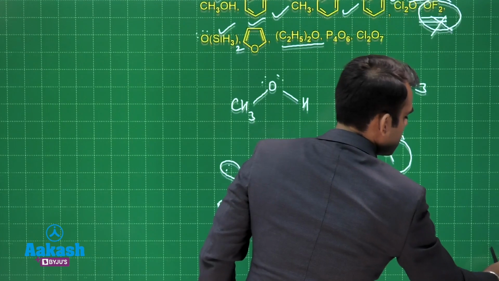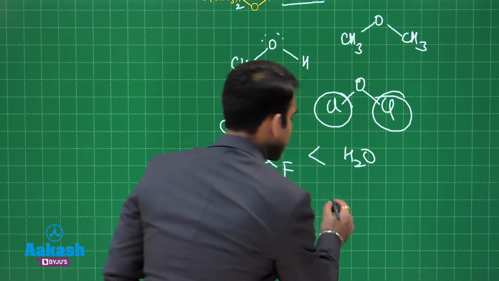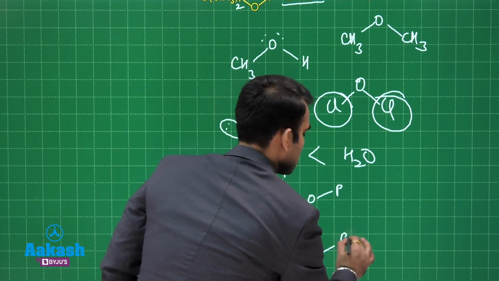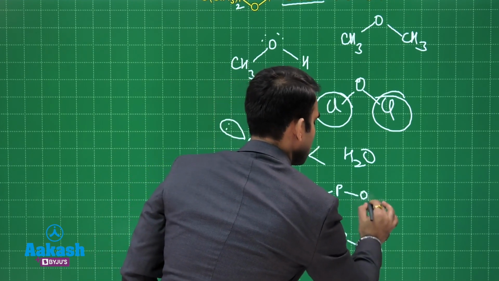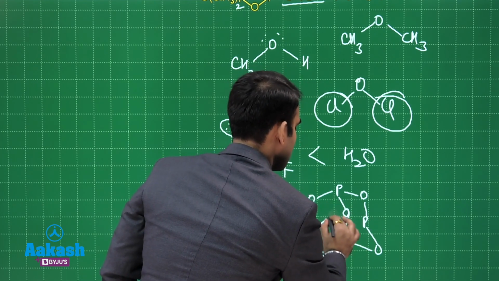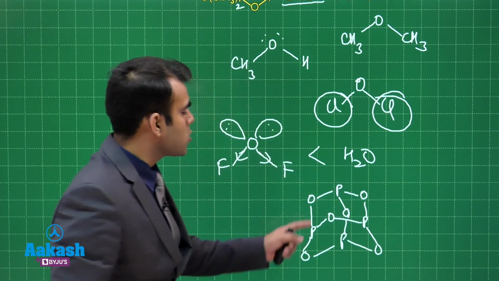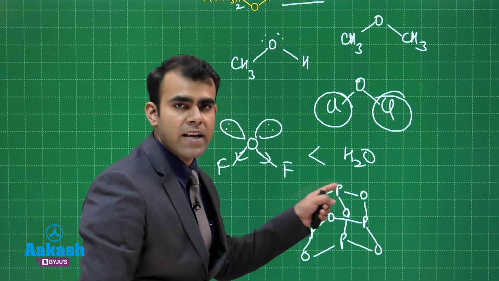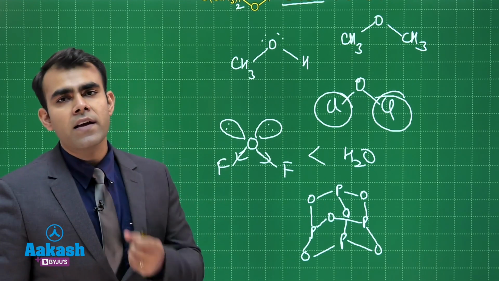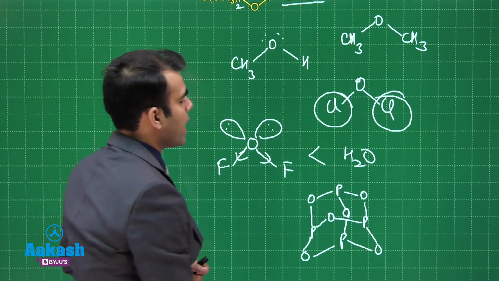Then we have P4O6. P4O6 has a structure something like this. In this case also, these are basically a tetrahedral geometry, and here also the angle is close to the ideal tetrahedral bond angle.